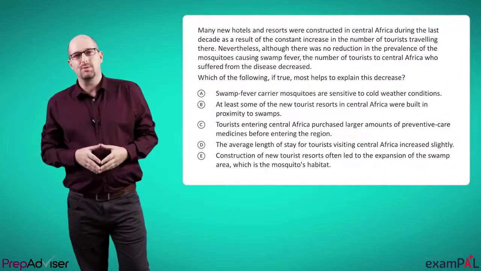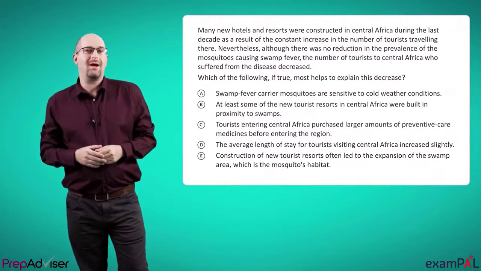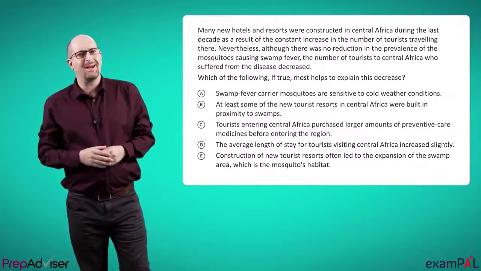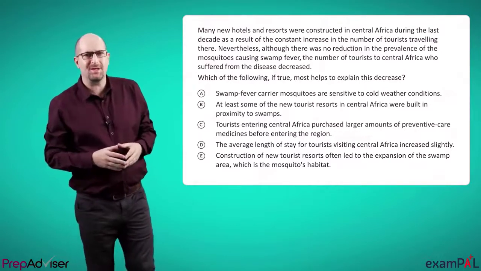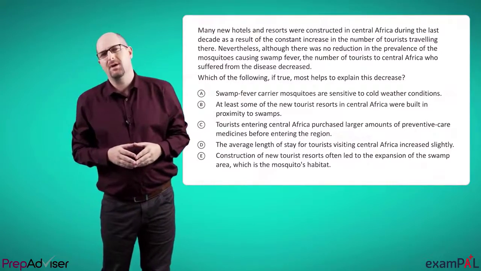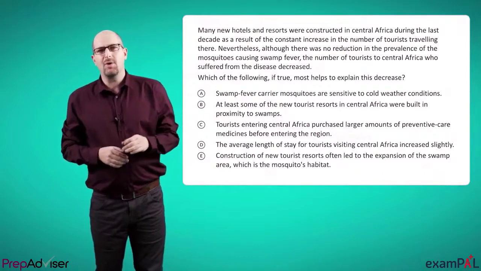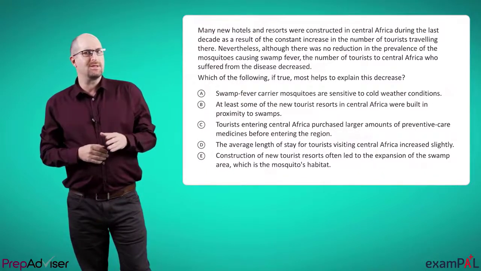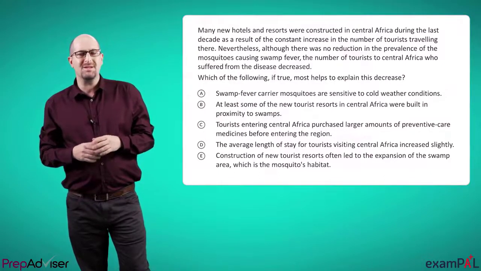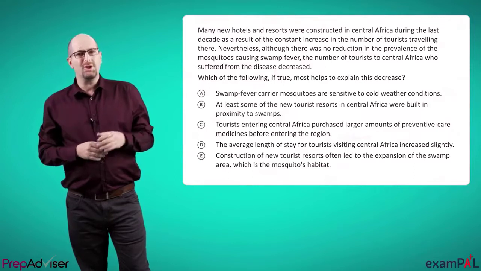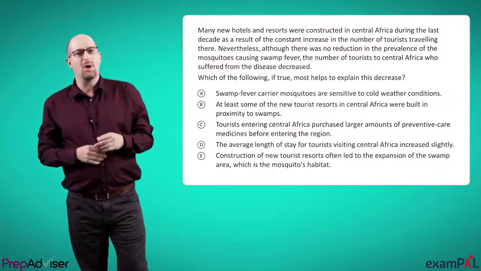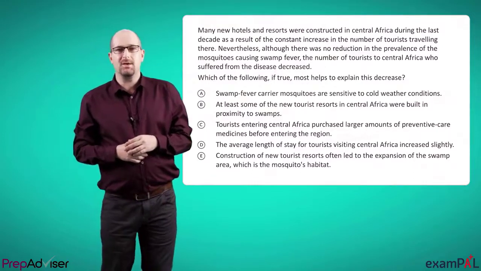Many new hotels and resorts were constructed in Central Africa during the last decade as a result of the constant increase in the number of tourists traveling there. Nevertheless, although there was no reduction in the prevalence of the mosquitoes causing swamp fever, the number of tourists to Central Africa who suffered from the disease decreased. Which of the following, if true, most helps explain this decrease?